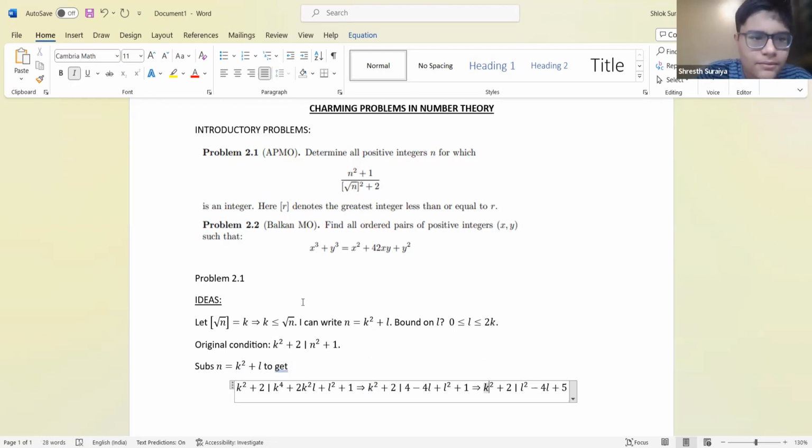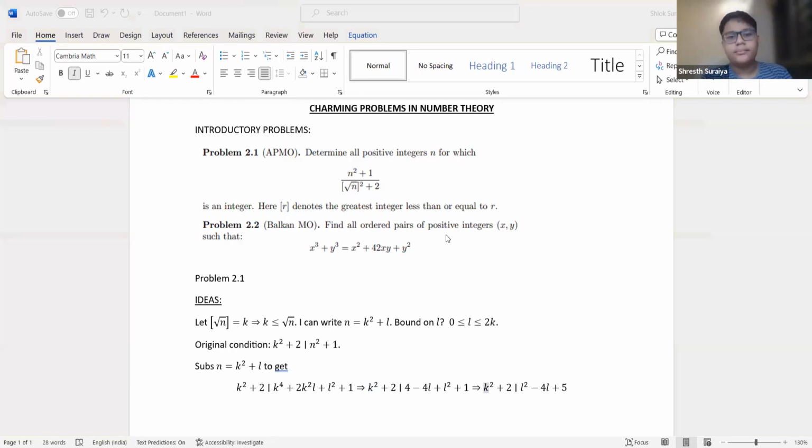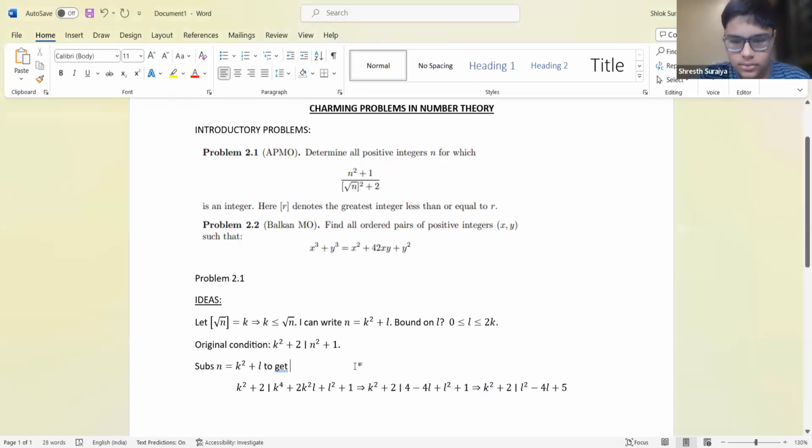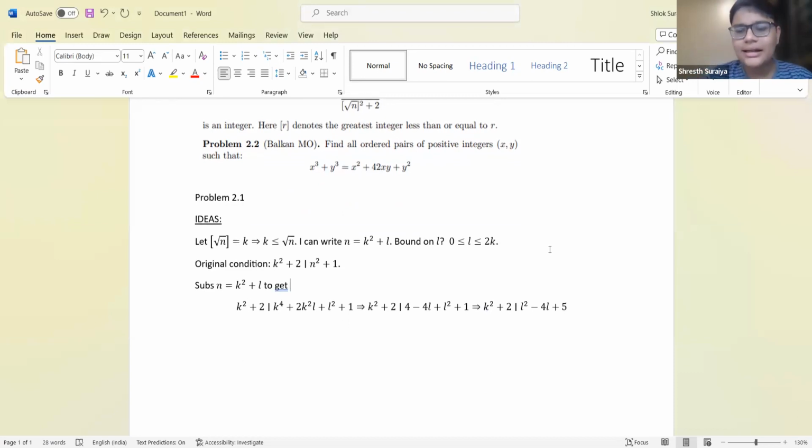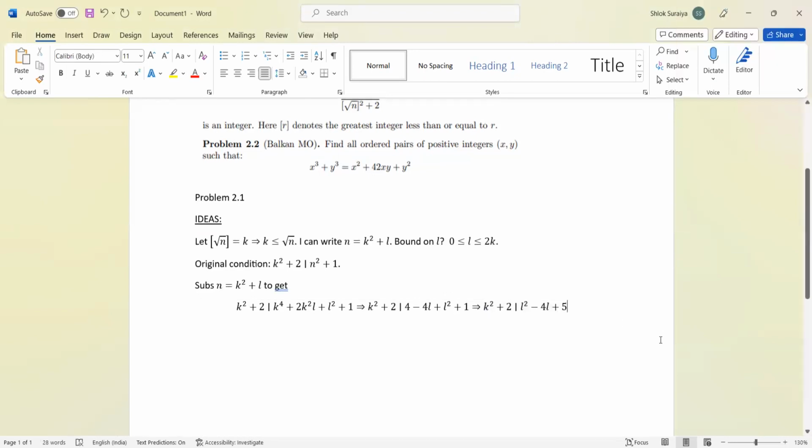I think many people have joined just now, so we are discussing these two problems. You can try them, and we are now discussing the solution for the first one. Does everyone follow till here that k square plus 2 divides l square minus 4l plus 5? Yes. Okay.